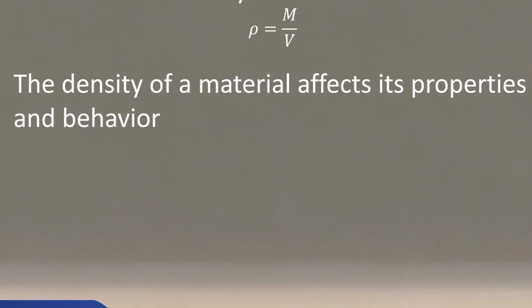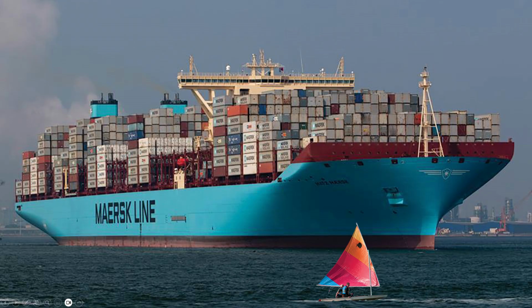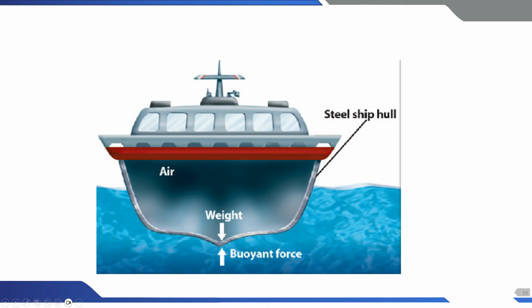The density of a material affects its properties and behavior. As we will see later in the topic of buoyancy, for example, objects with lower density relative to fluids can float. This principle explains why a ship made of steel, which has a high density in a solid form, can float on water if it encloses a volume of air, which has much lower density.